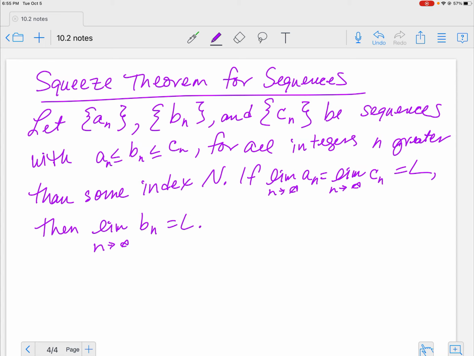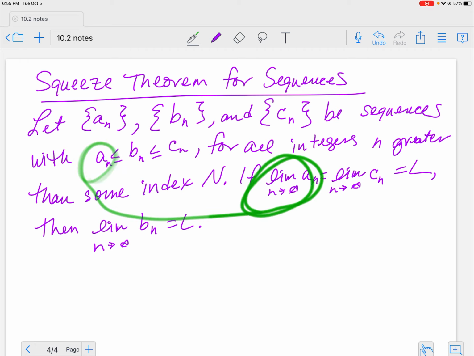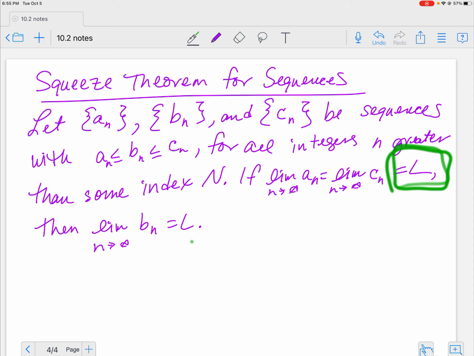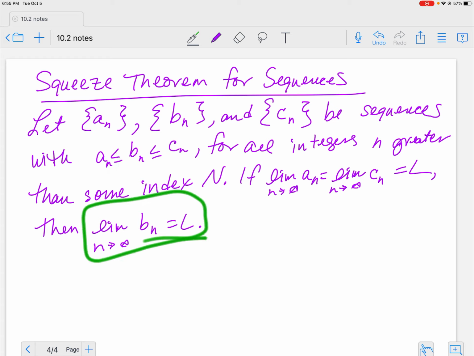All right, it's a video, so pause and write that down if you need to. Here's what's happening: you have your small sequence and your big sequence. B's in the middle, A is smaller, C is bigger. That's just known. So if I take the limit of the small one and the limit of the big one, and they give you the same value, then you are squeezing the middle one. The top and the bottom have the same value, so the middle also has to have that same value. You're squeezing to the middle.